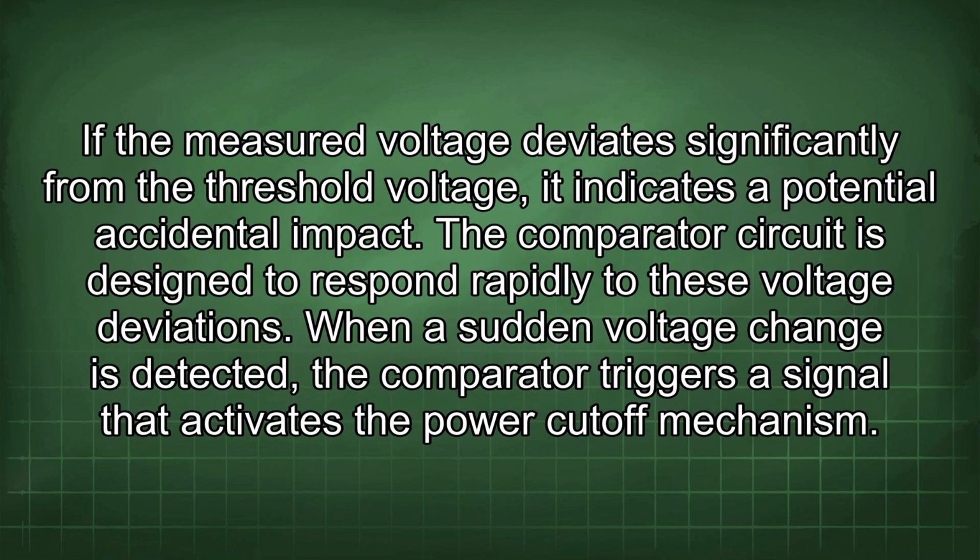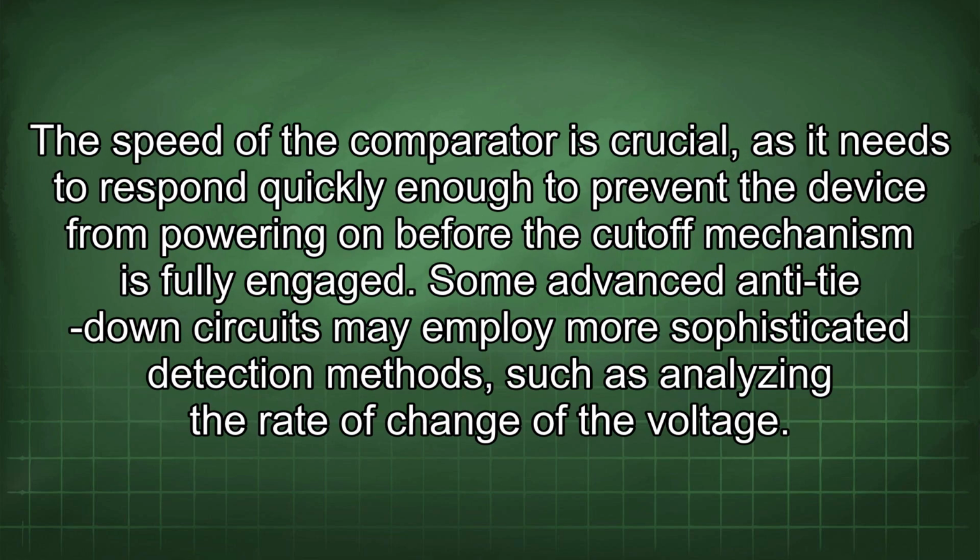If the measured voltage deviates significantly from the threshold voltage, it indicates a potential accidental impact. The comparator circuit is designed to respond rapidly to these voltage deviations. When a sudden voltage change is detected, the comparator triggers a signal that activates the power cutoff mechanism. The speed of the comparator is crucial, as it needs to respond quickly enough to prevent the device from powering on before the cutoff mechanism is fully engaged.